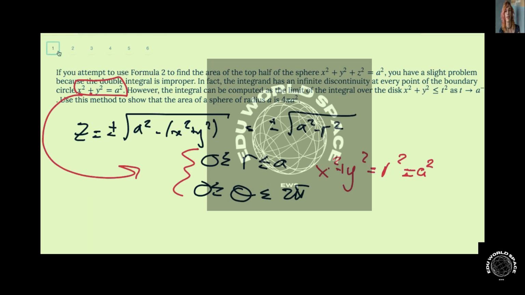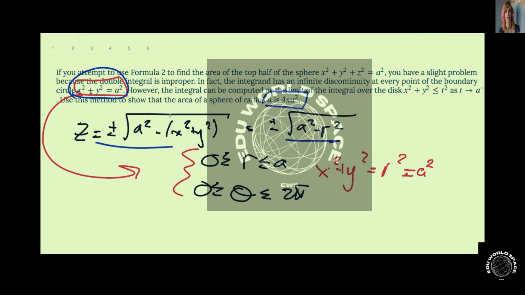All right, so if we attempt to use Formula 2, we get a problem, okay? So how are we going to figure this out? We know that the surface area of a sphere, this is just a well-known fact, is 4 pi a squared if the radius is a. So what we do, as always, is solve for z and write this in polar coordinates.